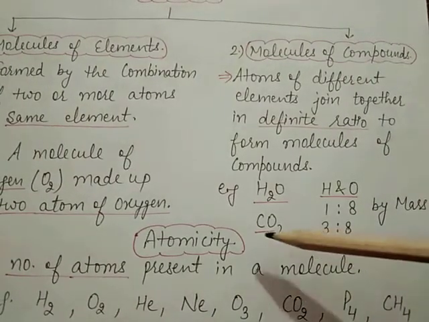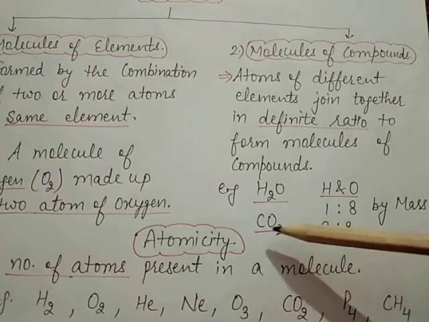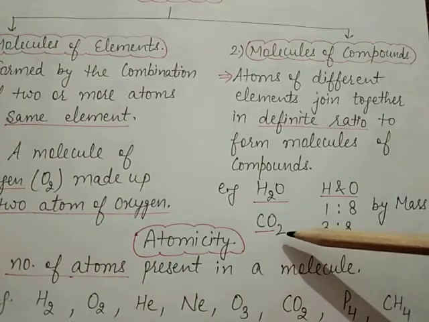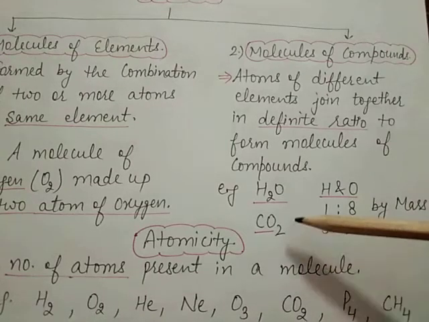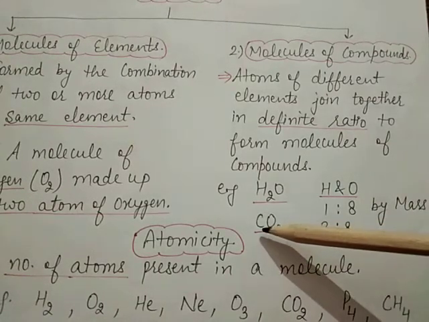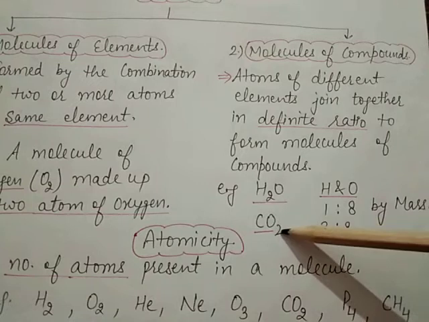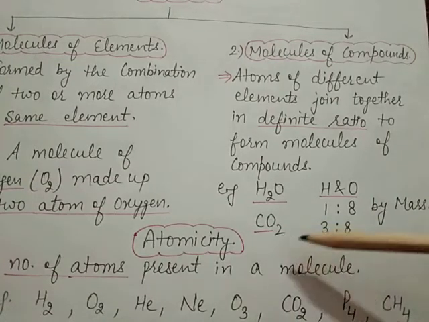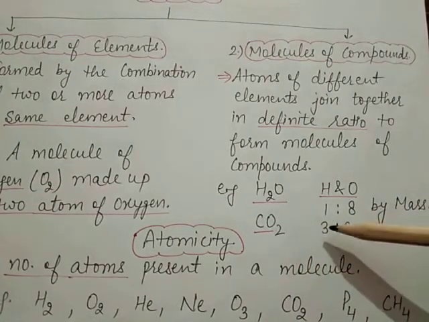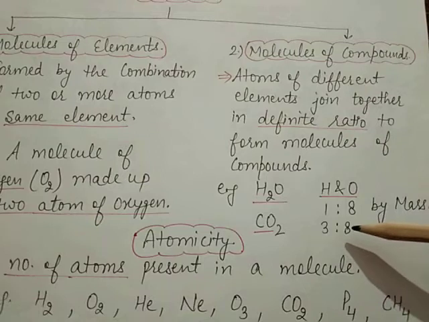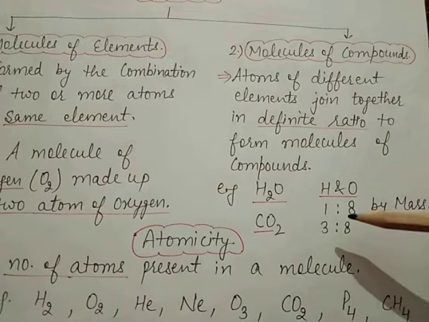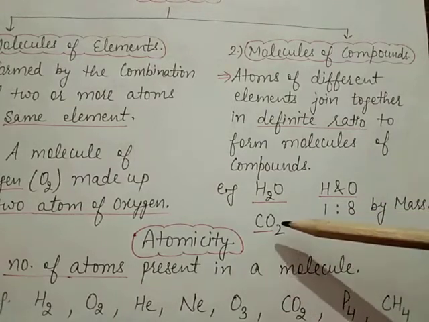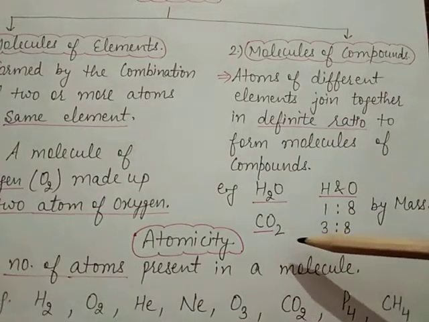Same in the case of carbon dioxide, CO2. The carbon dioxide molecule is made up of carbon and oxygen. The atomic mass of carbon is 12 and oxygen is 16, and with two oxygen atoms, 32. So 12:32, which means 3:8 by mass. This ratio is fixed for forming the CO2 molecule.